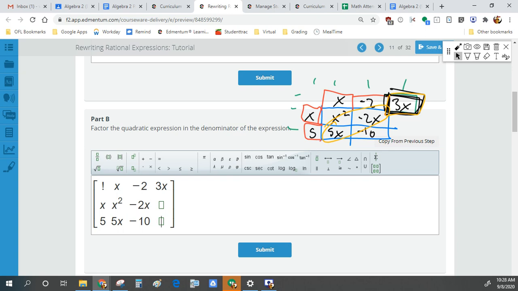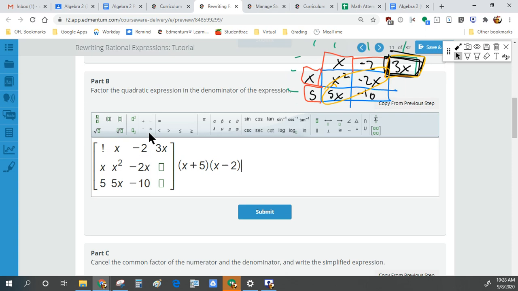So my answer becomes x plus 5 times x minus 2. So that's a way you can show your work if you guys need to show your work and you don't have the picture option. I'm just going to do this from now on, but I wanted to show you guys how you can show your work. You don't have to put that exclamation point here. You could just leave it blank, I guess, if you want.